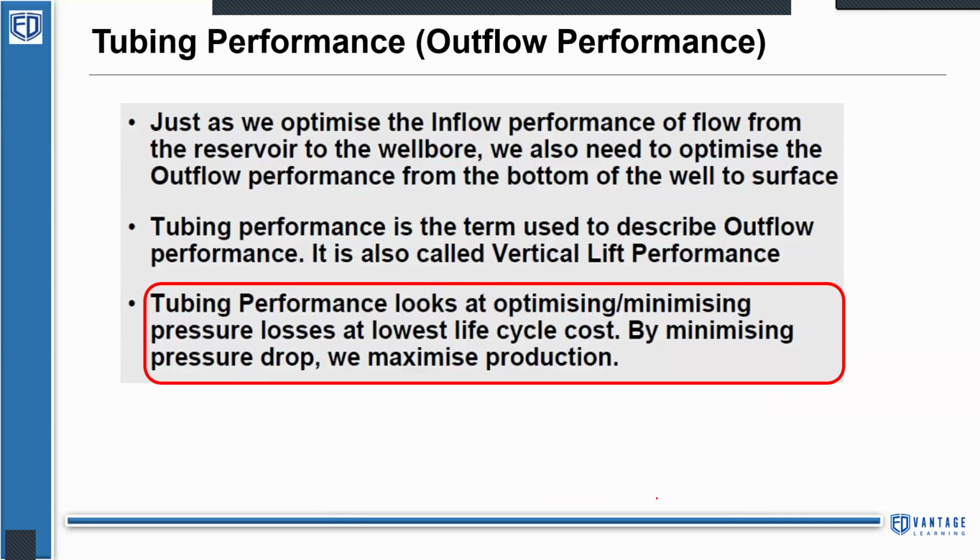So the second is TPR, tubing performance relationship, which is the term used to describe outflow performance. It is also called VLP, vertical lift performance. So TPR looks at optimizing or minimizing the pressure losses at lowest life cycle cost. By minimizing pressure drop, we can maximize production. So what is the pressure drop? Delta P, right? From bottom hole flowing to wellhead flowing, PHF. So this drop in pressure is delta P now in tubing. So if we can minimize this, we can maximize production.